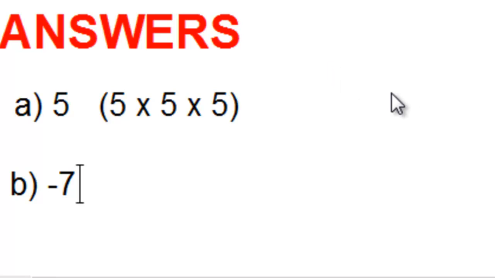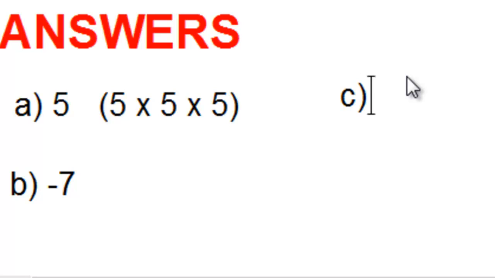Notice we don't have a plus root and a negative root, just one. The sign will be the same as the number inside the cube root sign. So in this case it was negative 343, so the answer will be negative 7. And in the first case it was plus 125, so the answer will be plus 5.